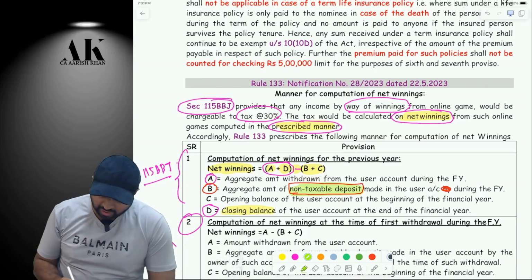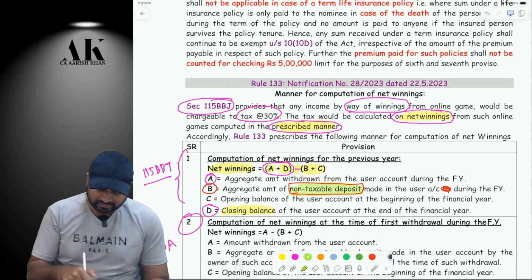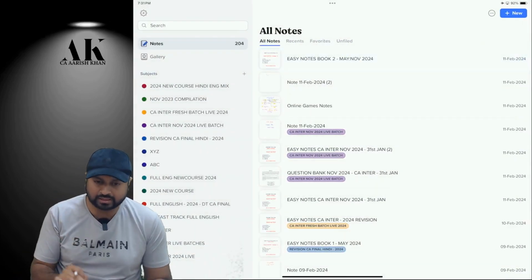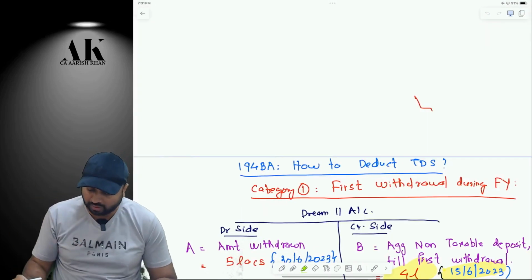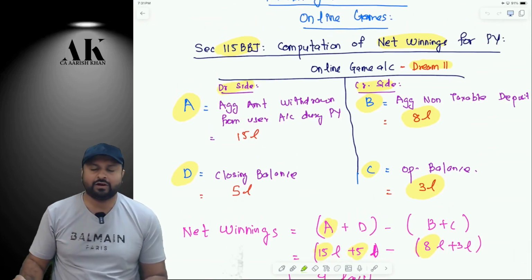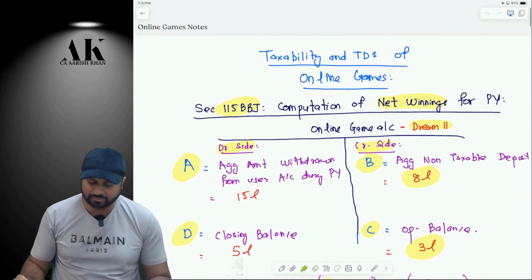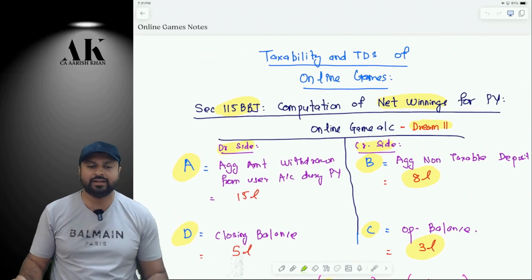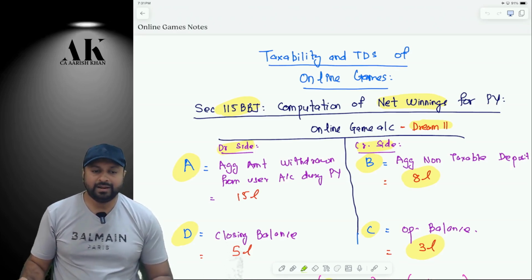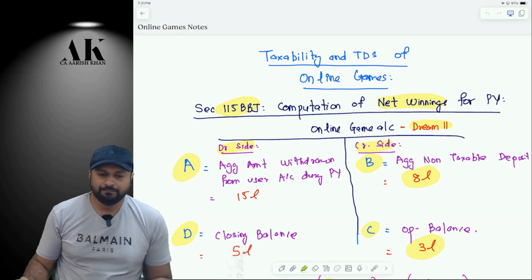So B is your non-taxable deposit. And what is C? C is nothing but your opening balance. Now, just try to memorize this formula. Possibly you have to write this formula in the exam. You cannot directly solve the problem based on your logic. If the CBDT has given the formula, we have to use that formula. Okay, what is the formula to find out the net winning? A plus D minus B plus C.